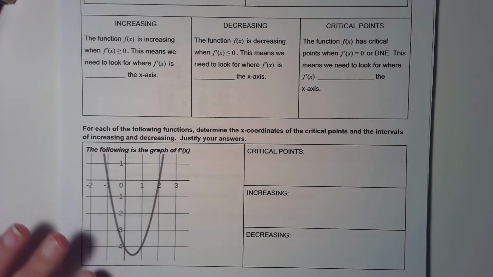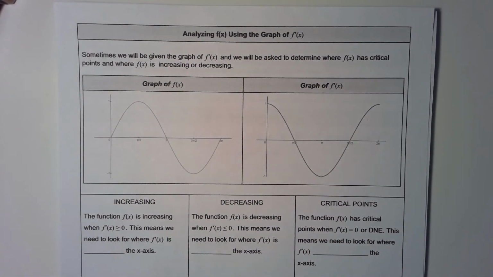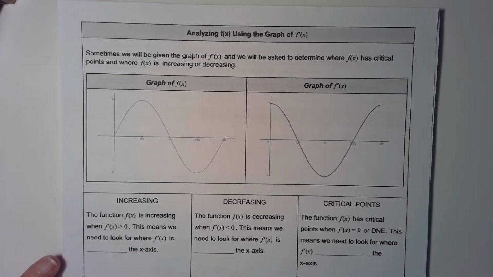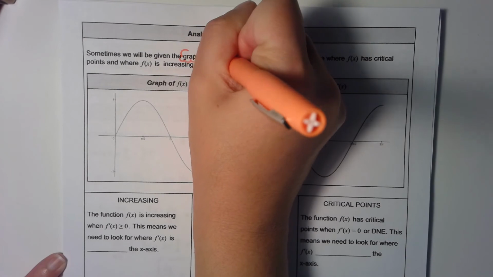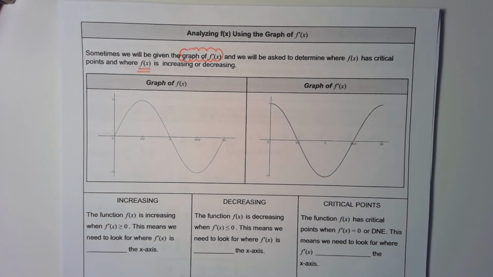Now let's talk about what we do if we're not given a function. What do we do if we're given the graph of f prime? So a very typical AP question and a very typical calculus idea is that we are going to be given the graph of f prime. So again, the graph of f prime. And we're going to be asked to answer questions about the original function, f of x.